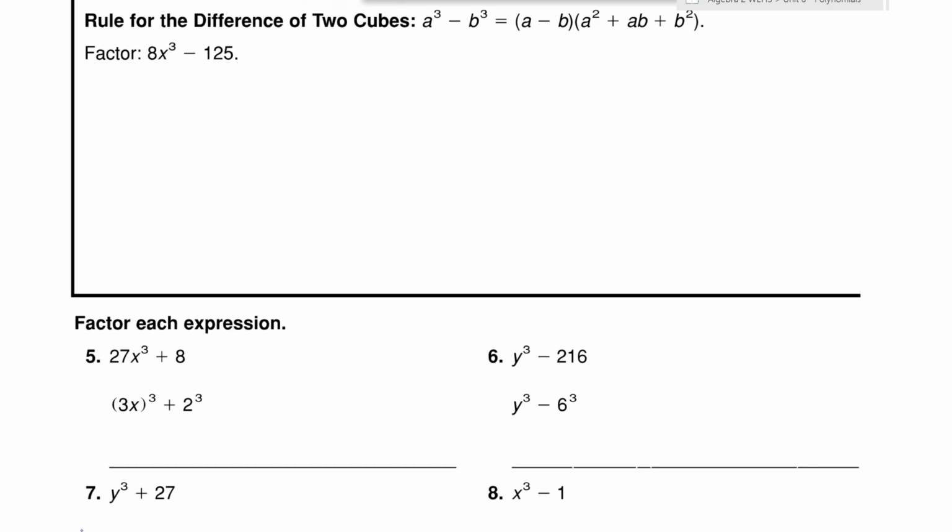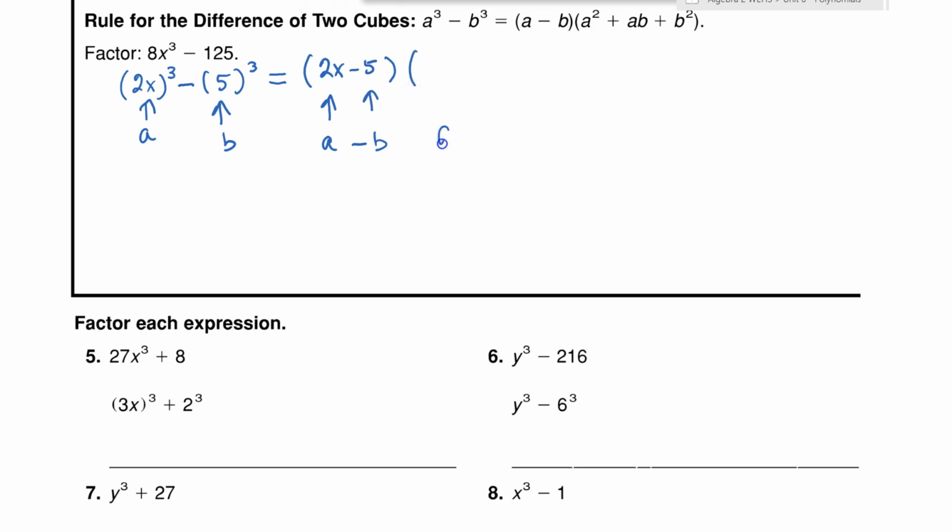So in this problem, we have 8x cubed minus 125. So I'm going to rewrite this as 2x to the third power minus 5 to the third power. And then I'm just going to use that formula. Remember that this right here is a, and remember that this is b. So we're going to have, in this case, we have a minus b. So it's going to be 2x minus 5.